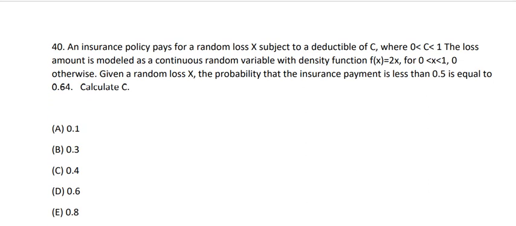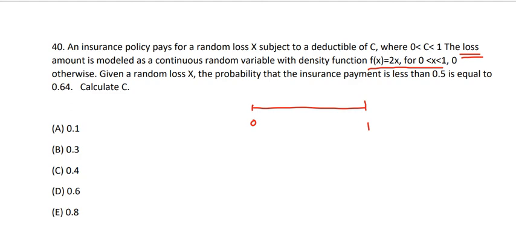Okay. For this problem, the loss has a density function like this, with x being the loss. So the amount of loss follows a distribution with this density function. The loss is from 0 to 1.